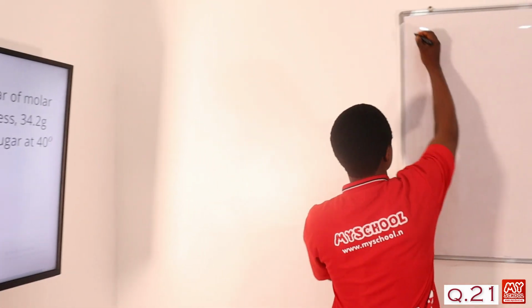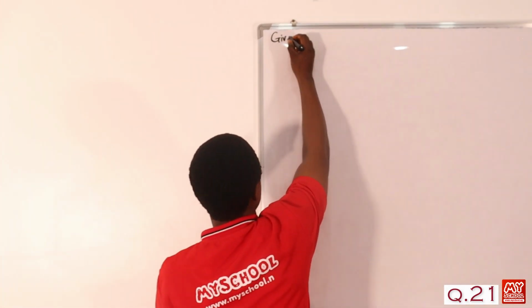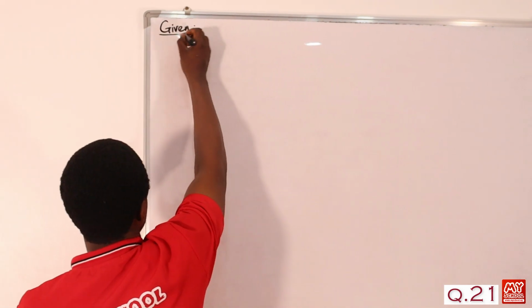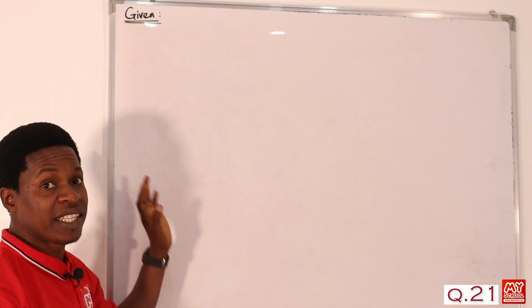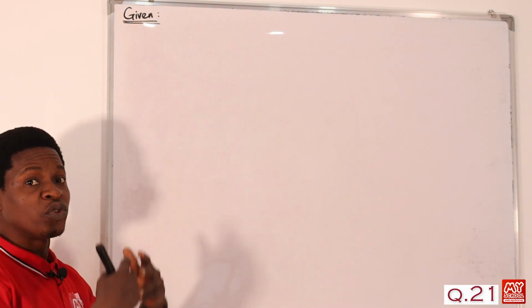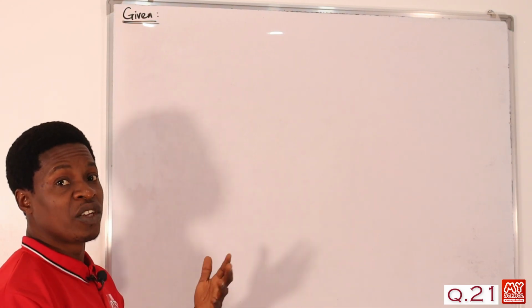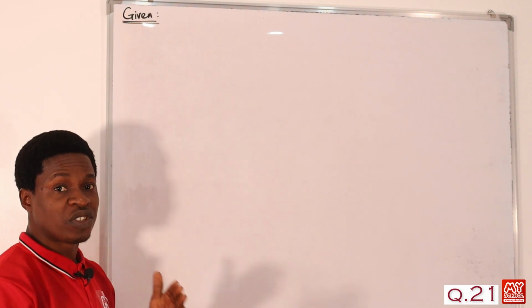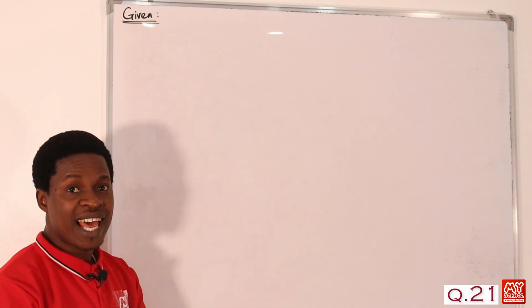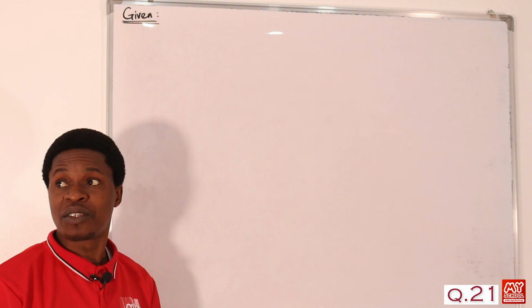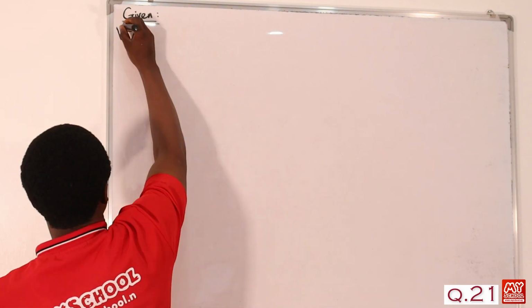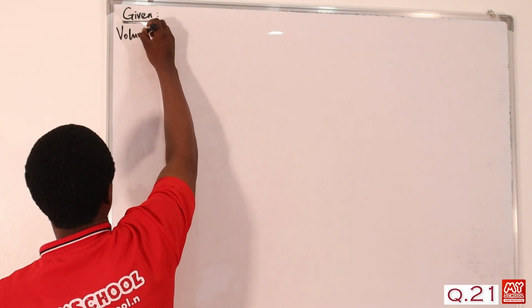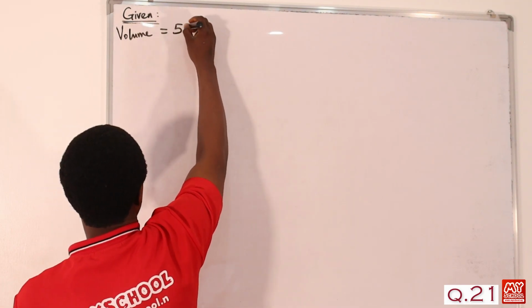First, like I usually say, I tell my students and mentees to ensure that you write out the given parameters in every calculation that you want to solve. It will help you to know the relationship between what you are given and the unknown that you wish to find. So we're told that we have 50 cm cube of a saturated solution, so volume is equal to 50 cm cube.